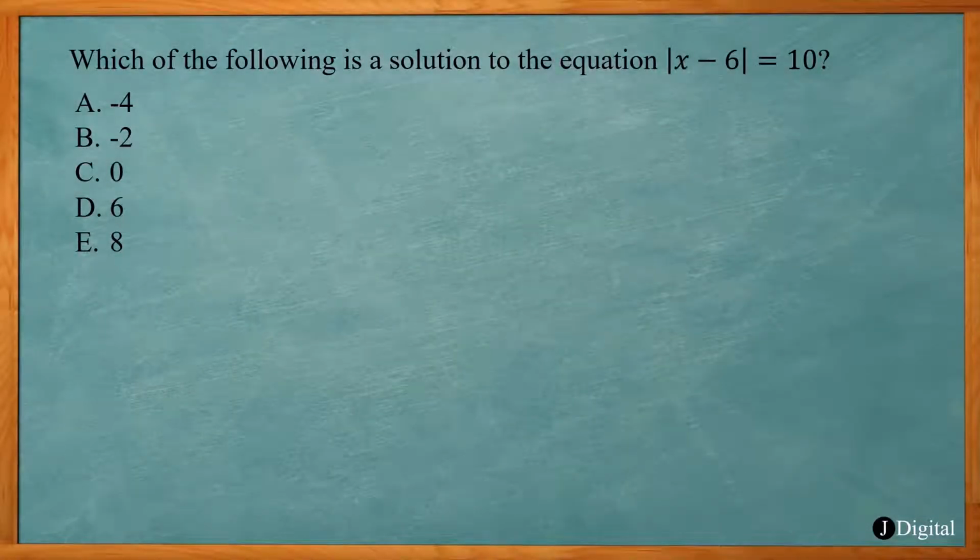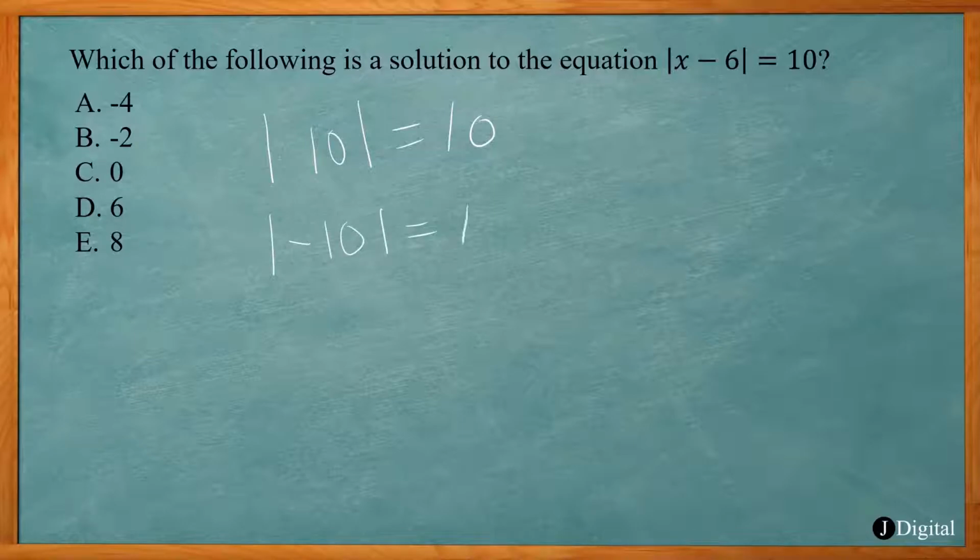So this one says, which of the following is a solution to the equation absolute value of x minus 6 equals 10? So when solving absolute value equations, there's something special we need to do. The absolute value of 10 equals 10, and the absolute value of negative 10 equals 10. So we get those two scenarios. What's inside the absolute value is either positive 10 or negative 10, equal to 10 on the right side.